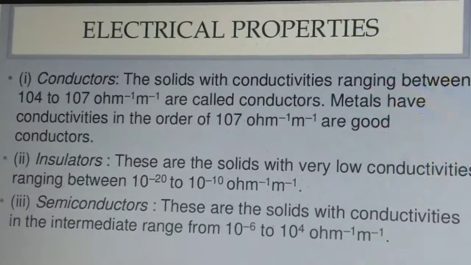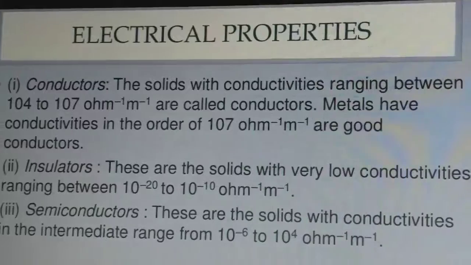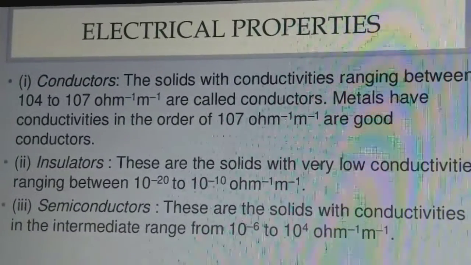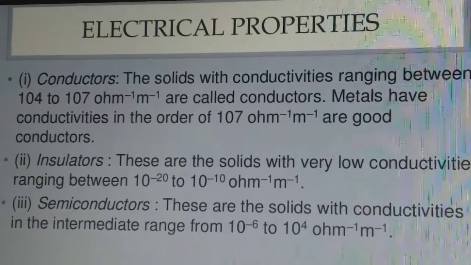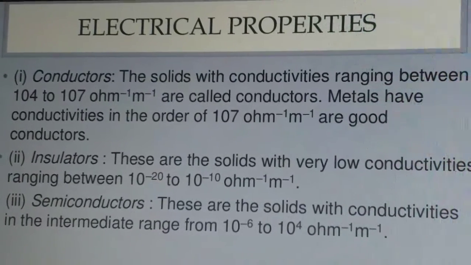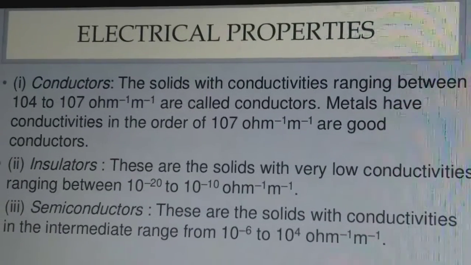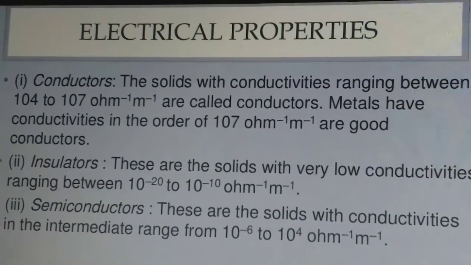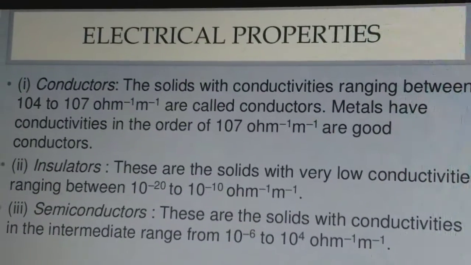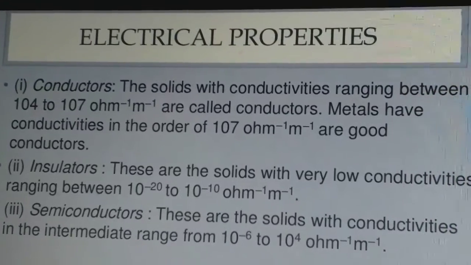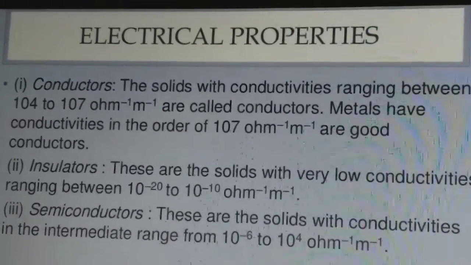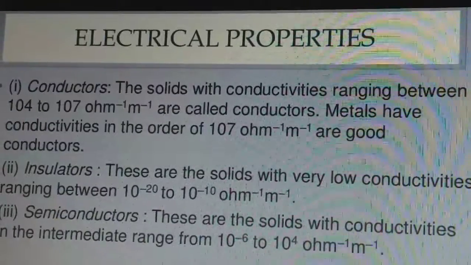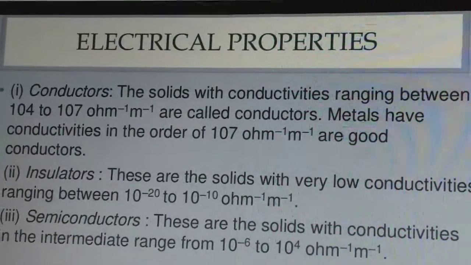Electrical properties of solids. Based on the electrical properties of solids, they are classified into three types. You know very well: conductors, insulators, and semiconductors. What are conductors? Conductors are solids with conductivities ranging from 10 to the power 4 to 10 to the power 7 per ohm per meter. Metals having conductivities in the order of 10 to the power 7 per ohm per meter are good conductors.